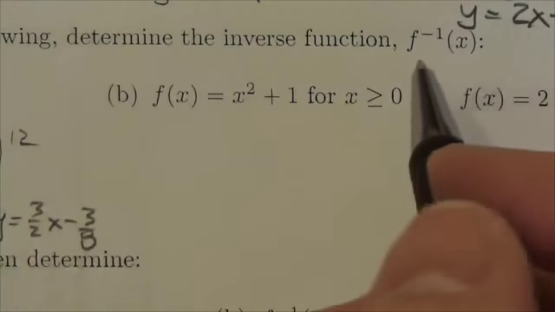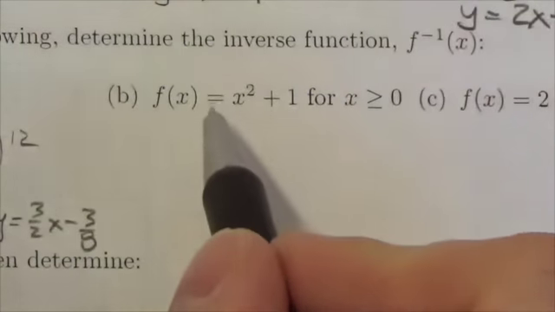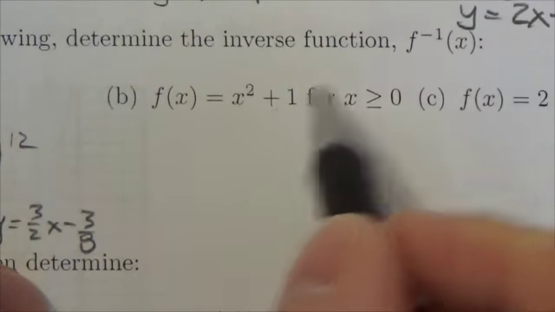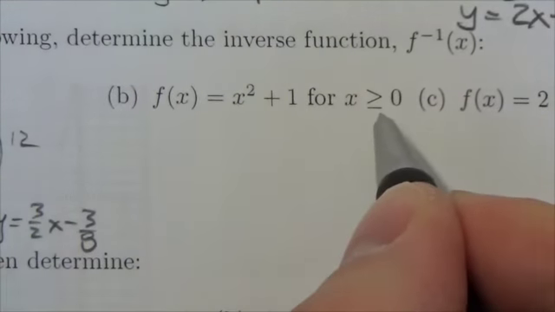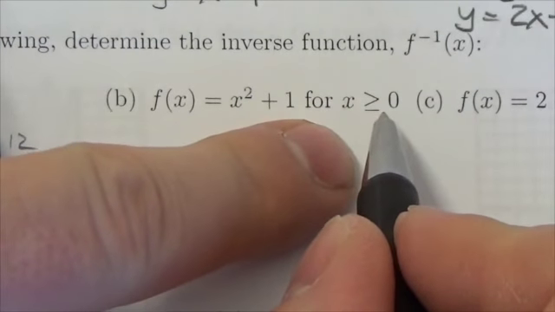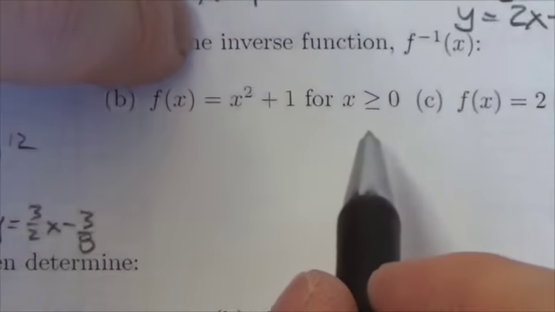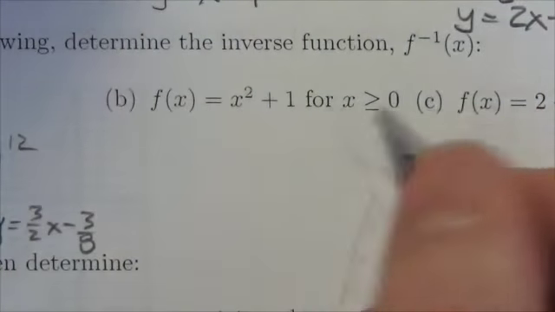All right, hi everybody. So this question is telling us to find the inverse of this function. Now this is an interesting one here because we've got y equals x squared plus 1, but where x is greater than or equal to 0, meaning we are restricting the domain. Now that's going to have a distinct impact on the range of the inverse.